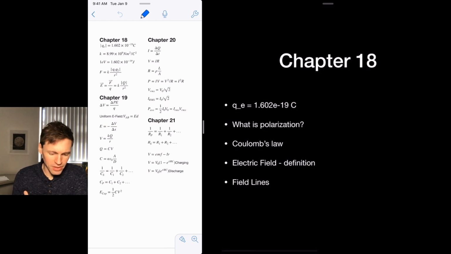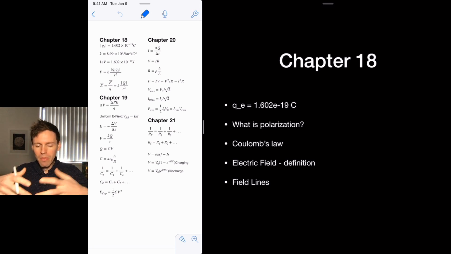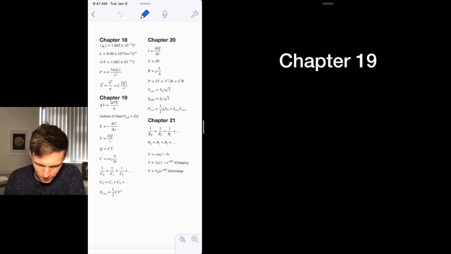And field lines. So over on the equation sheet, you can see going through these equations, there's Coulomb's law there, and then the next one is the definition of the electric field. And then make sure you know that electric field lines come out of sources and go into sinks. So you get positive lines coming out of the positive charge, lines going into a negative charge.